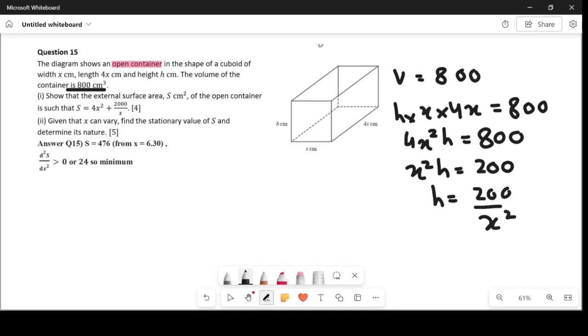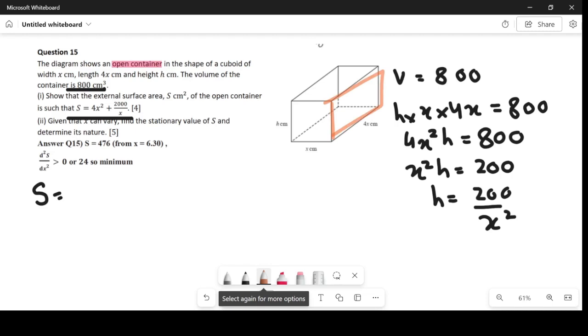Okay. Show that the external surface area of the open container is such that, okay, so this is going to be the surface area of this open container. Surface area would be the sum of all areas. So we're going to find this area, double it, and then find this area and double it, and then we're going to find this area, but we will not double it because it's open from the top. Okay, let's find all the areas.